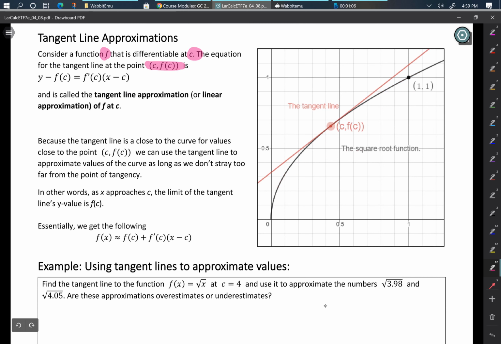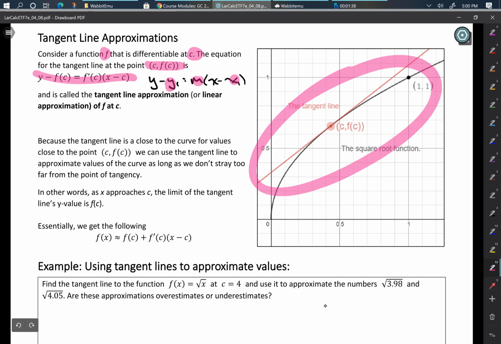All right, so consider a function f that is differentiable at some value c. Then the equation of the tangent line that goes through the point c comma f of c is going to be y minus f of c is equal to f prime of c times the quantity x minus c. That's just the slope formula. That's just plain old y minus y sub 1 is equal to m times x minus x sub 1. We're just replacing this with the f of c to give it the y value. We're replacing this with the value of the derivative. We're replacing that with the c value.